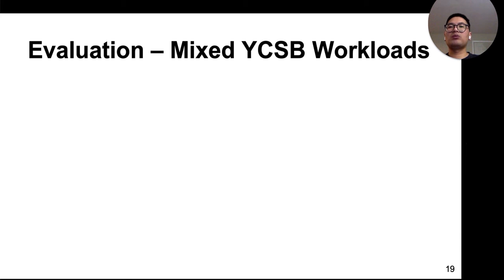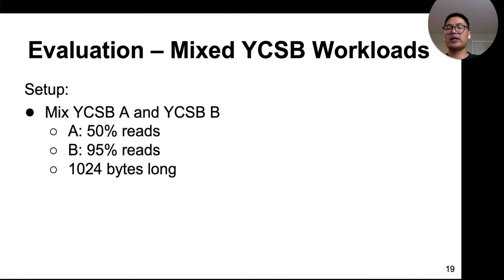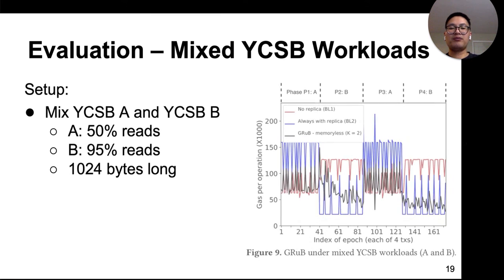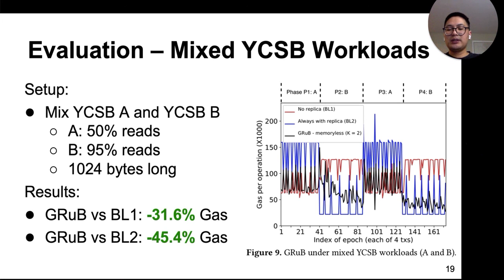We also drew mixed YCSB workloads and report the gas cost. We mixed workload A and workload B. The figure shows similar convergence of GRuB. In total, GRuB saves 31% of gas compared to baseline 1 and 45% of gas compared to baseline 2.